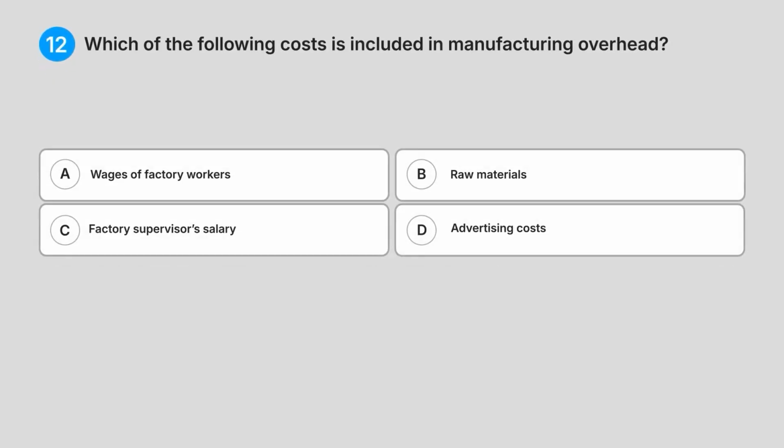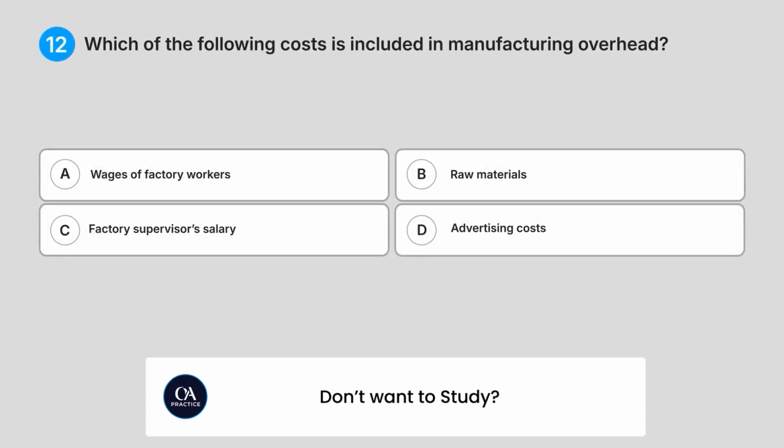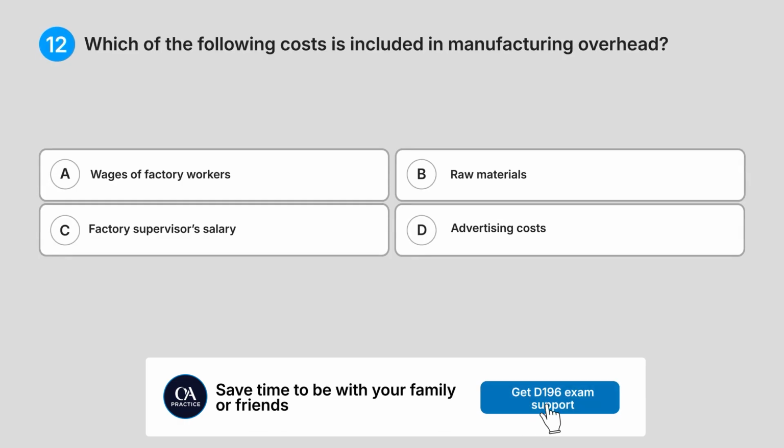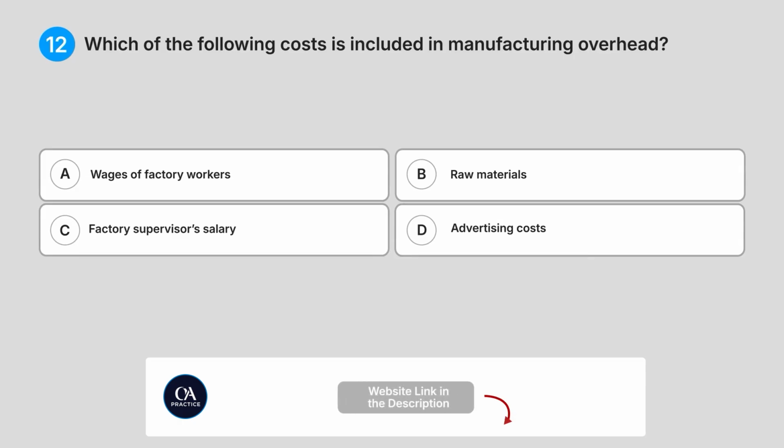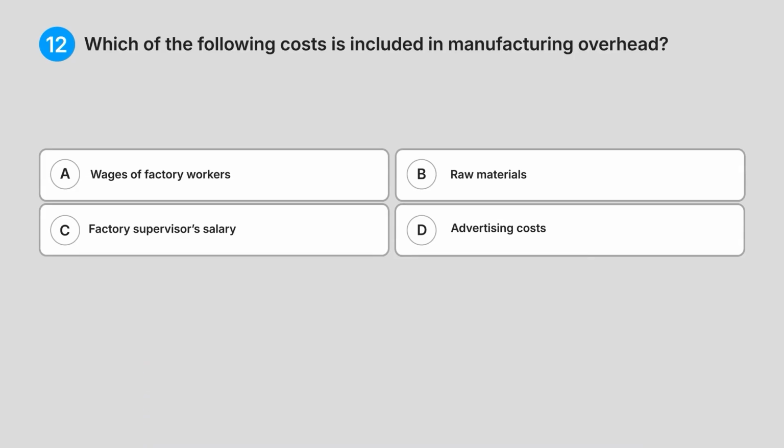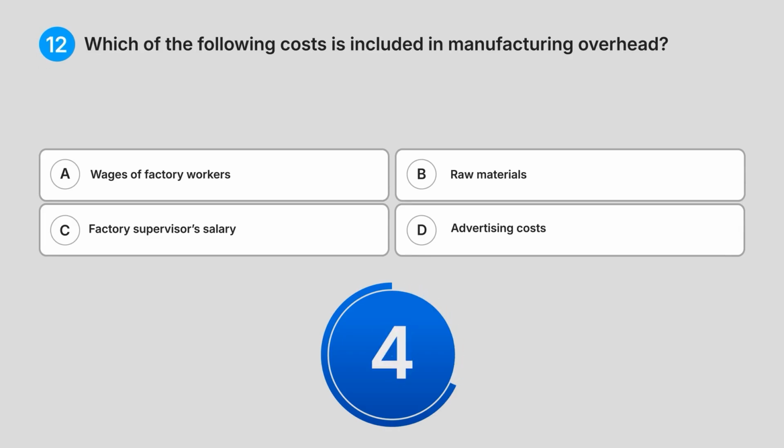12. Which of the following costs is included in manufacturing overhead? A. Wages of factory workers. B. Raw materials. C. Factory supervisor's salary. D. Advertising costs. What do you think is the answer?